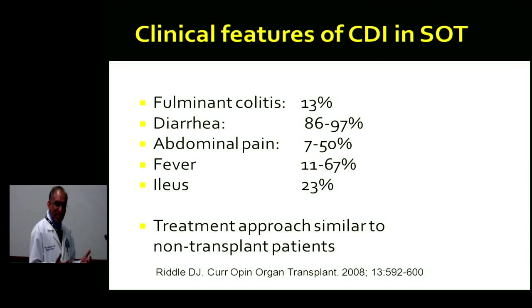Are there any differences? Maybe fulminant colitis is greater in this group of patients, 13% versus 3 to 8% in the general population. Fever seems to be a bit higher, and ileus in about a quarter of these patients. By far, if you look at all the literature, the efficacy of this approach, metronidazole and vancomycin, seems comparable. There's nothing different in the two groups, except in the non-transplant group, there's higher risk for colectomies. So I would say the standard approach would likely work in the transplant population as well.